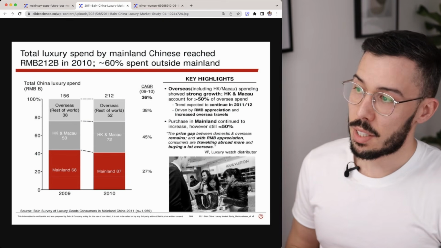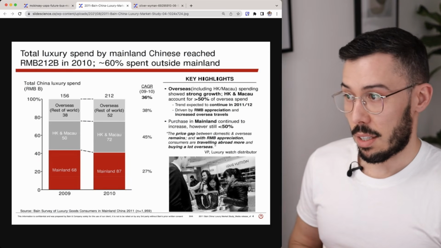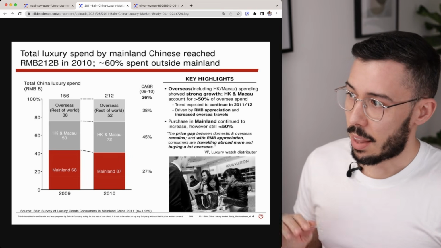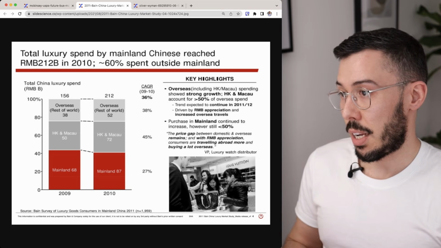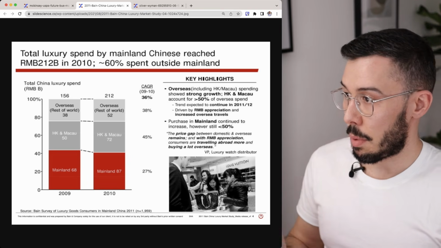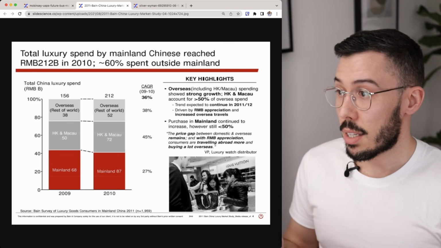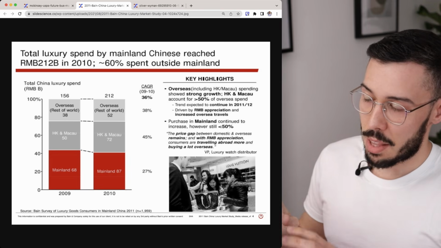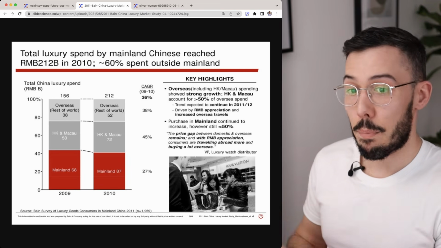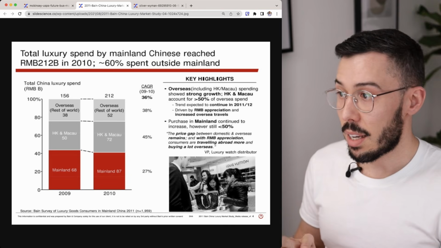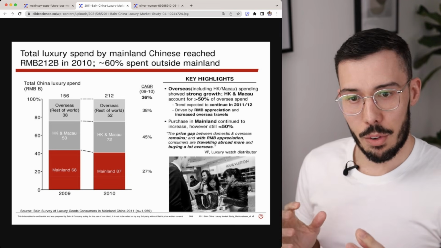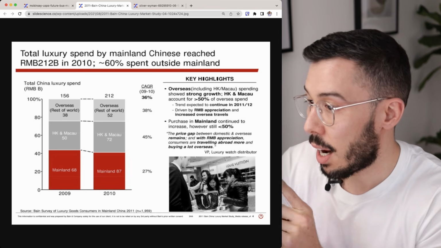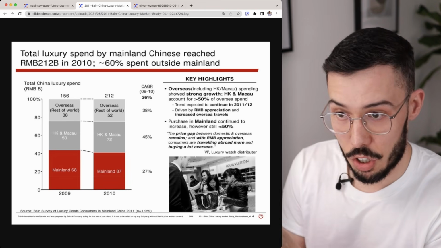Here's another one. So this is a Bain slide, and I think it's the luxury market in China. Now, they say total luxury spend by mainland Chinese reached 212 billion renminbi in 2010. 60% was spent outside mainland China. Now, the difference between the way that they've used the action title in this slide compared to the previous slide by McKinsey is that they're actually doing a little bit of synthesis in the action title, because you can't actually see that 60% number in the chart.